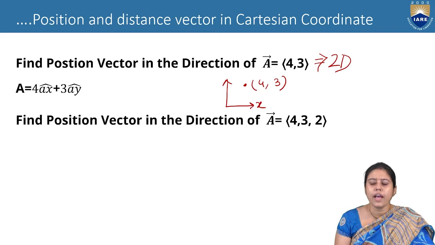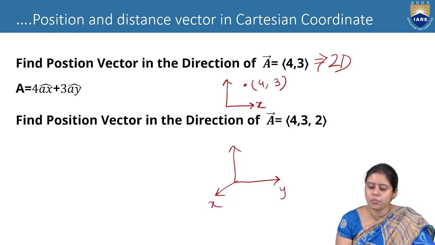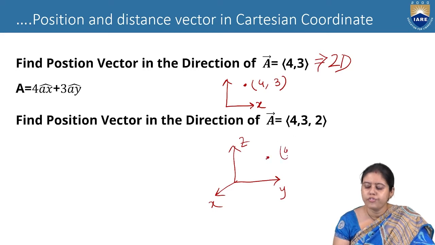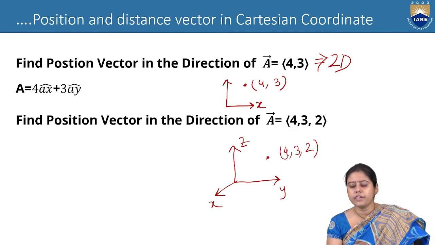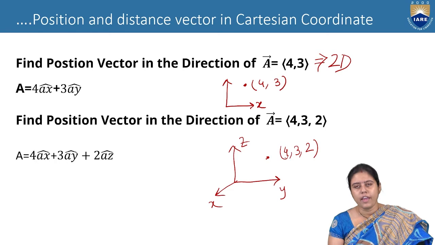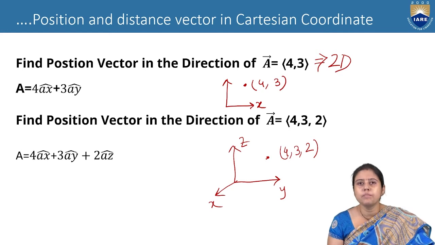If we think about another point, x, y and z, and the point value is (4, 3, 2), what will be the position vector? The position vector will be 4ax hat plus 3ay hat plus 2az hat. So this is very simple to tell the position vector.